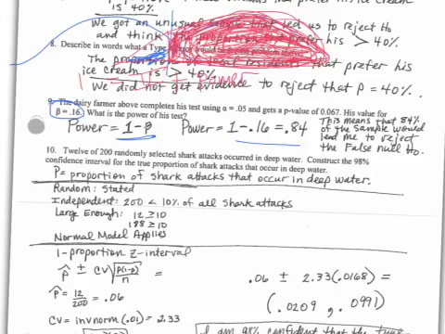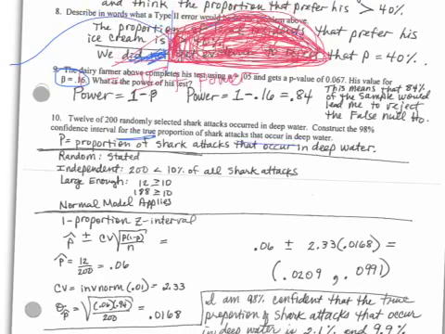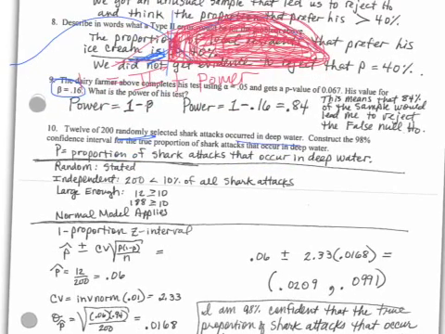All right, and finally, number 10 is pretty straightforward. It is just a straightforward interval that you would do. And so we can take a look at that and see our conditions. We've got the 200 is our sample size. We're making a 98% interval.